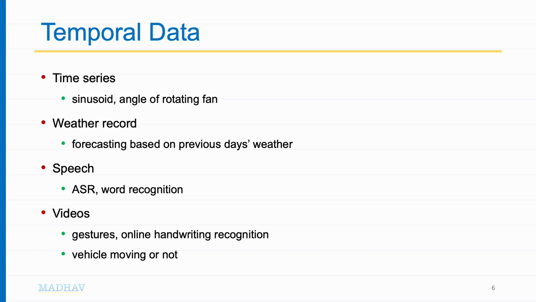Now, what are examples of sequential data or temporal data or time series? One is you have some sinusoid and you're sampling it, right? Maybe a fan is rotating, or in a motor the shaft is rotating, and you just measure its angle. Those measurements give you a time series. You're sampling in time. Weather recording, right?